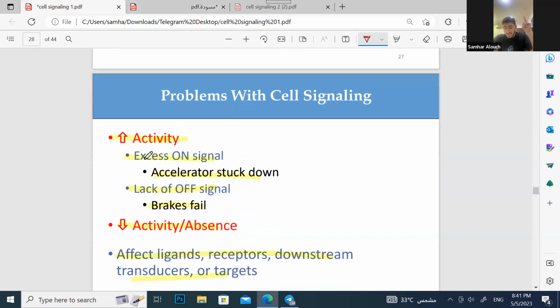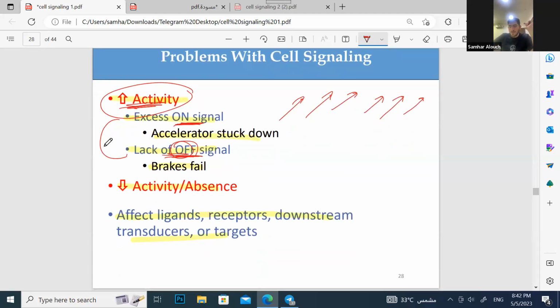So we have two types of diseases. First, the increase in activity. So we have a lot of activity, and that's due to two things. Either that's excess signal, like we have a lot of activating signal, which means a lot of activation, or lack of an off signal. So we can't inhibit, so everything is still continuing till the very end. When you have increased signal, you have very high activity, and if you can't make an off signal and inhibit this activity, it will remain high. So this is the first type of disease, increased activity.